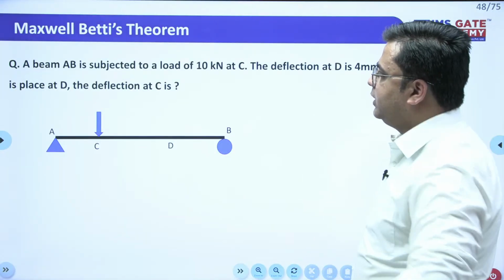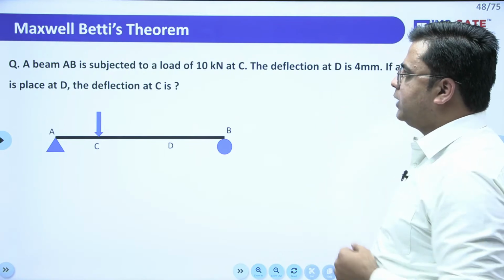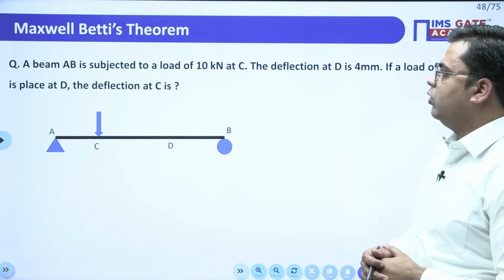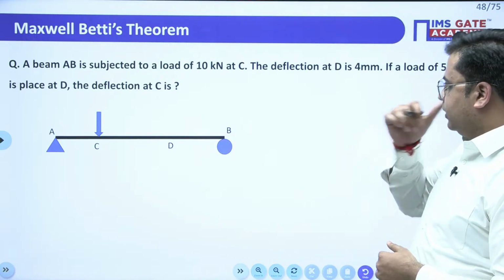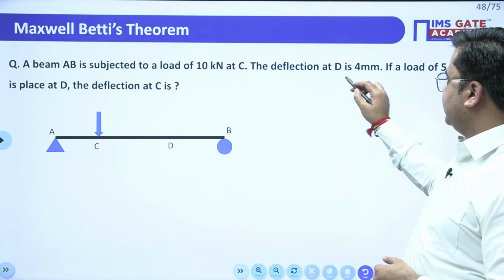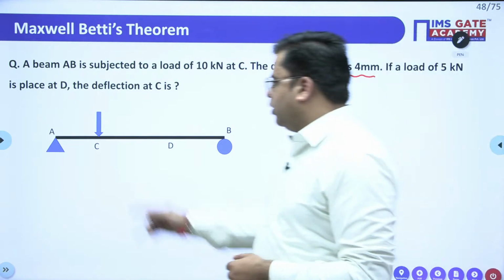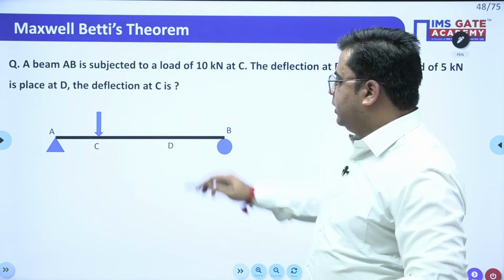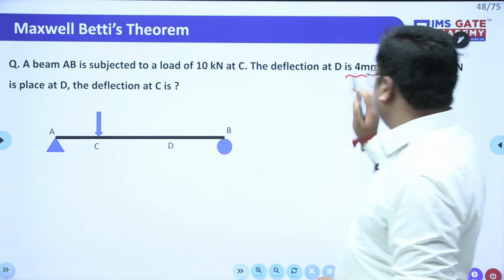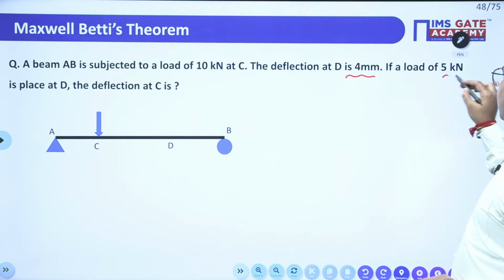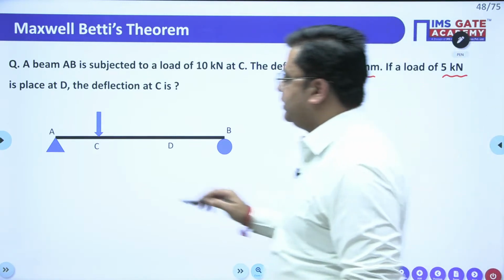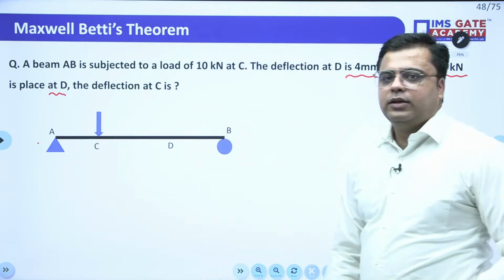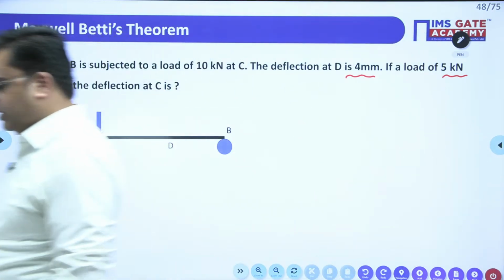Okay. Next is Maxwell's Betti's theorem, which says that a beam AB is subjected to a load of 10 kilonewton at C. The deflection at D is 4 mm. When the load of 10 kilonewton is applied at C, the deflection at D is 4 mm. If the load of 4 kilonewton is placed at D, what should be the deflection at C? Just deal with this question, calculate and tell me.